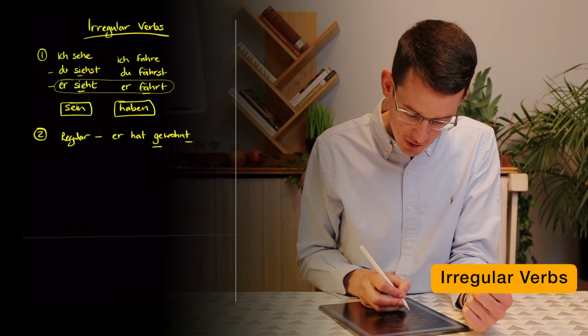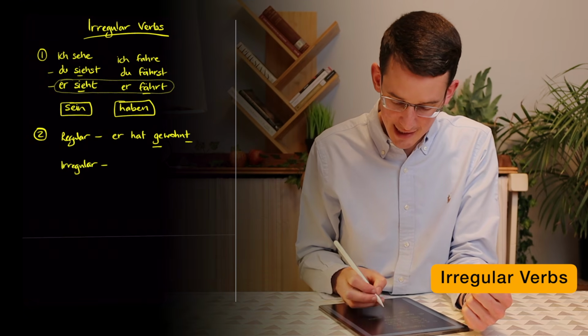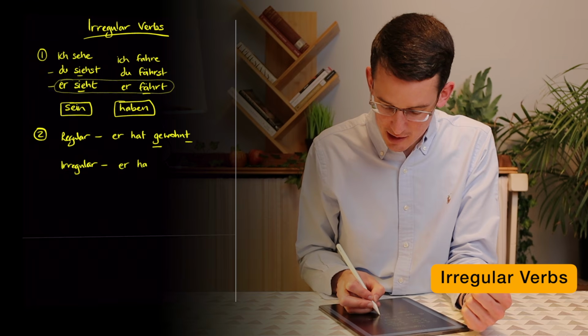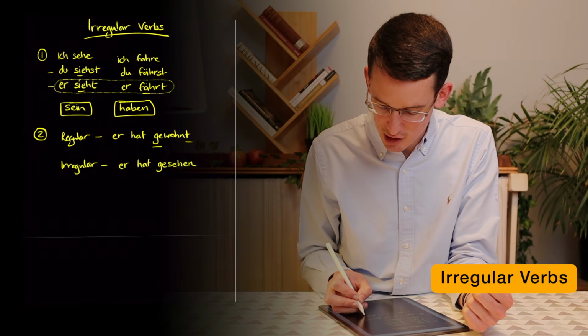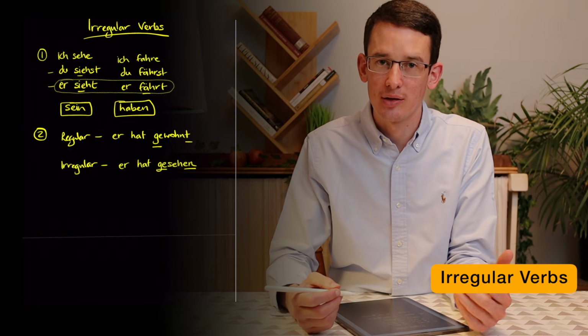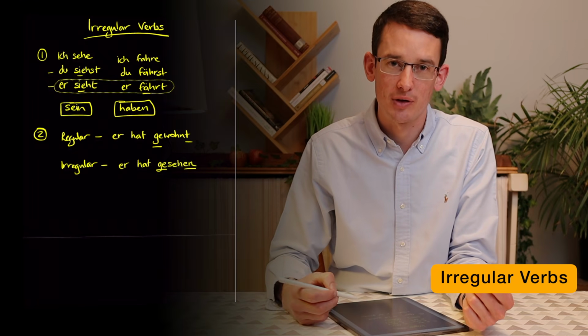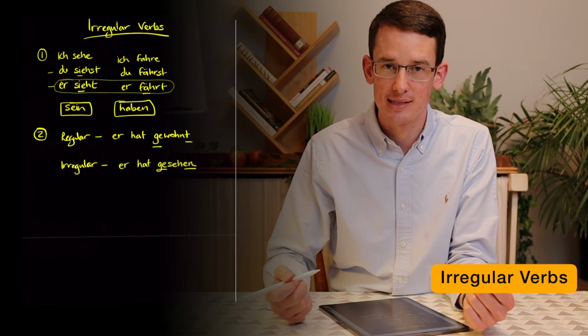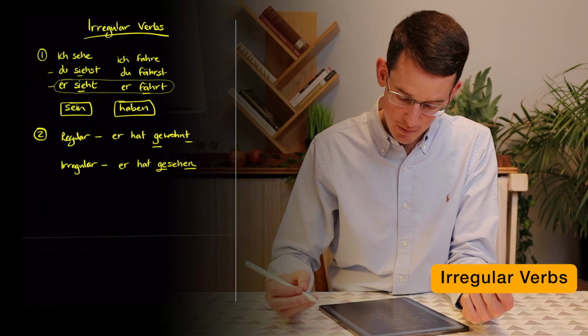So for example, if you think about the verb that we've just used up here, sehen, and you wanted to say he saw, it would be hat gesehen. So generally speaking, anytime a verb is irregular in the present tense, then it will form its past perfect with an en at the end of the stem instead of a t. It's just a useful little rule to know.